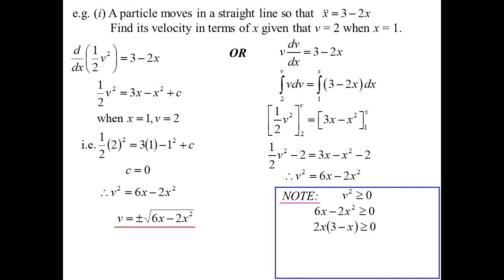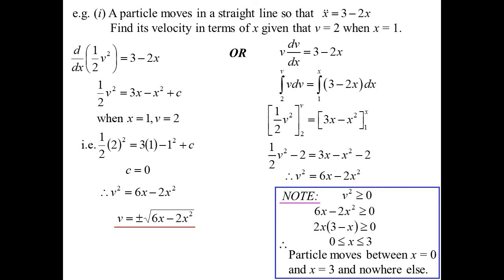That has a solution: 2x(3 − x) is greater than or equal to 0, so x is in between 0 and 3. So our little particle here has a very dull life. It's just going backwards and forwards between 0 and 3. That's all it does, but you can tell that from that equation.